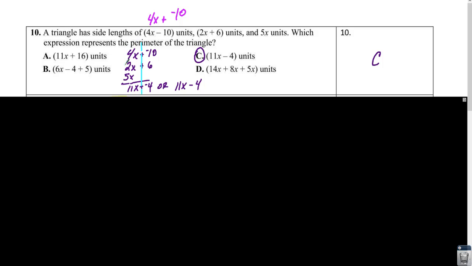So 4x, 2x makes 6, plus 5 more x makes 11 x's. Negative 10 plus positive 6 makes negative 4. We get answer C.